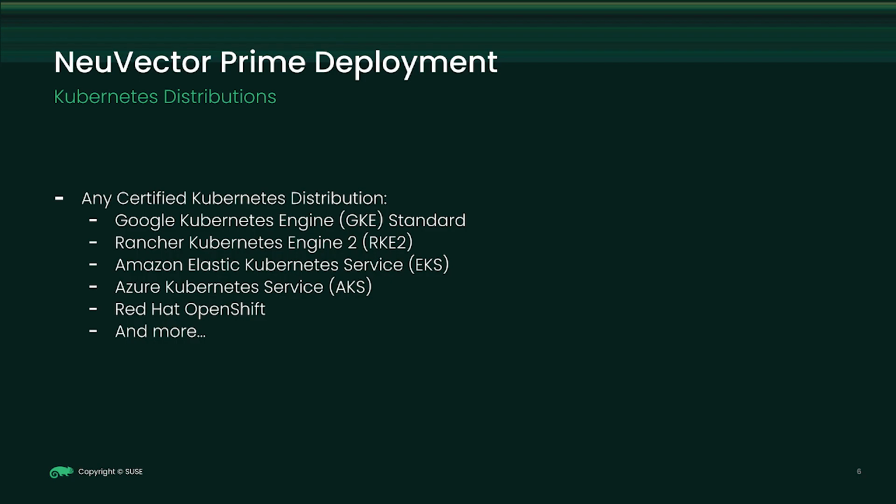When it comes to deploying the NeuVector in a production environment, the flexibility is impressive. You have the option to deploy NeuVector containers on any certified Kubernetes distribution such as Google Kubernetes Engine GKE standard, Rancher Kubernetes Engine 2 RKE2, Amazon Elastic Kubernetes, Azure Kubernetes Engine, Red Hat OpenShift, and more.